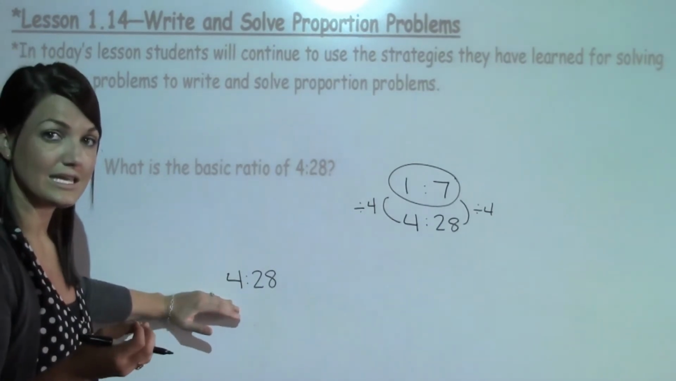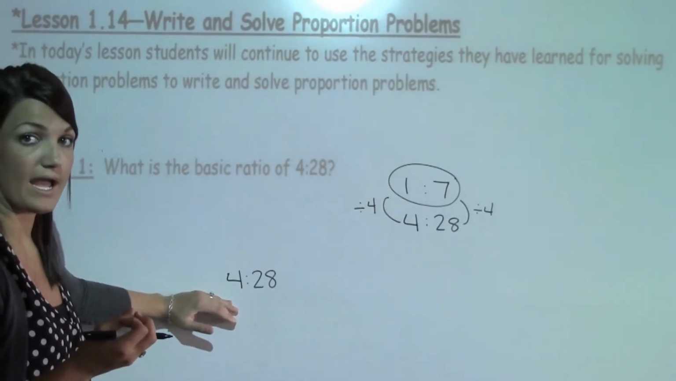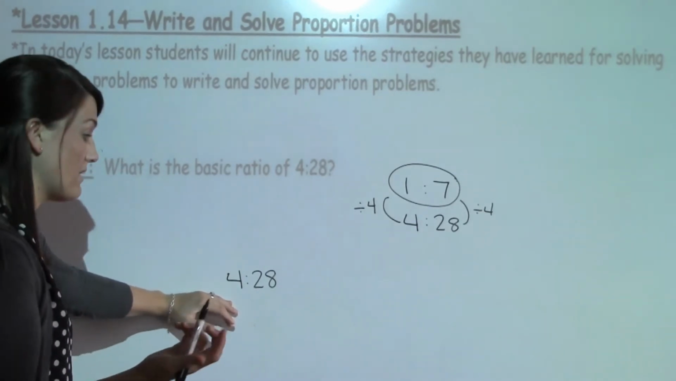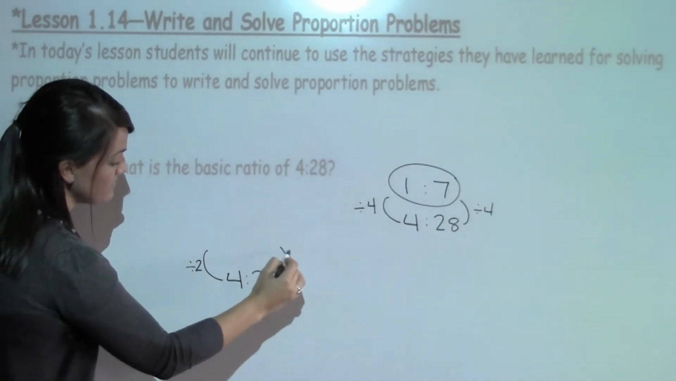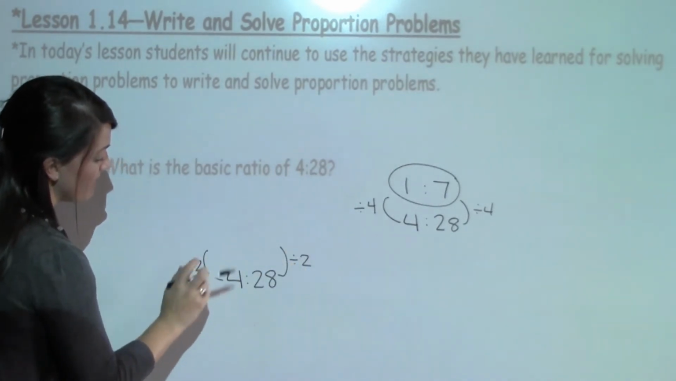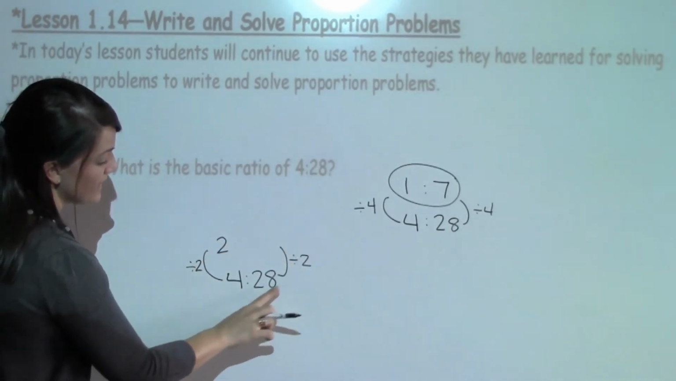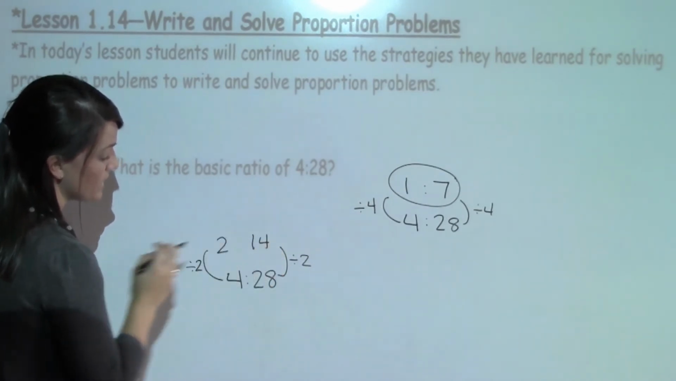Students might not see automatically that there's a 4 to divide by. Maybe they just see that there's a 2, and that's all right. Students could divide both sides by 2. 4 divided by 2 is 2. 28 divided by 2 is 14.